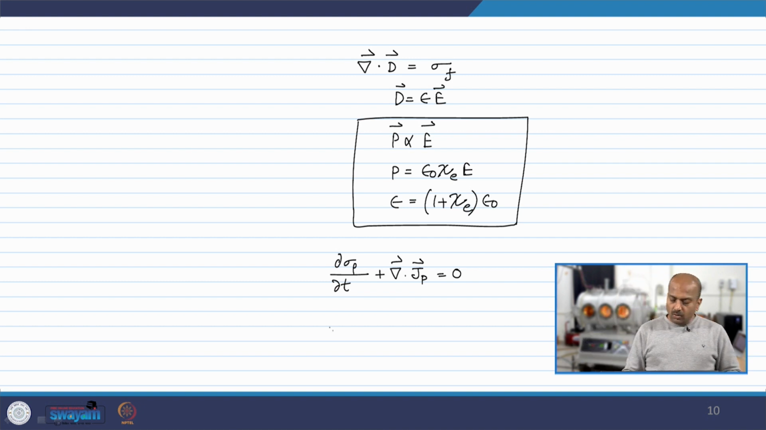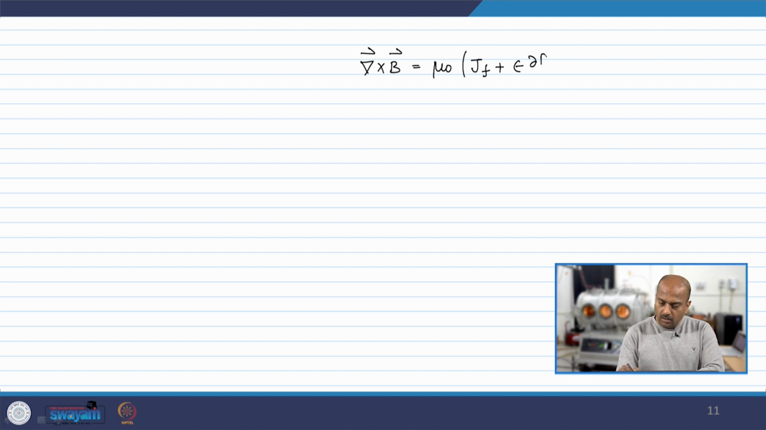So, if we now bring in that equation, del cross B is mu naught times (J_f plus J_p) plus mu naught epsilon naught dou E by dou t, or we can write it as del cross B is mu naught J_f plus epsilon dou E by dou t, using the fact that epsilon is epsilon naught plus J_p by.